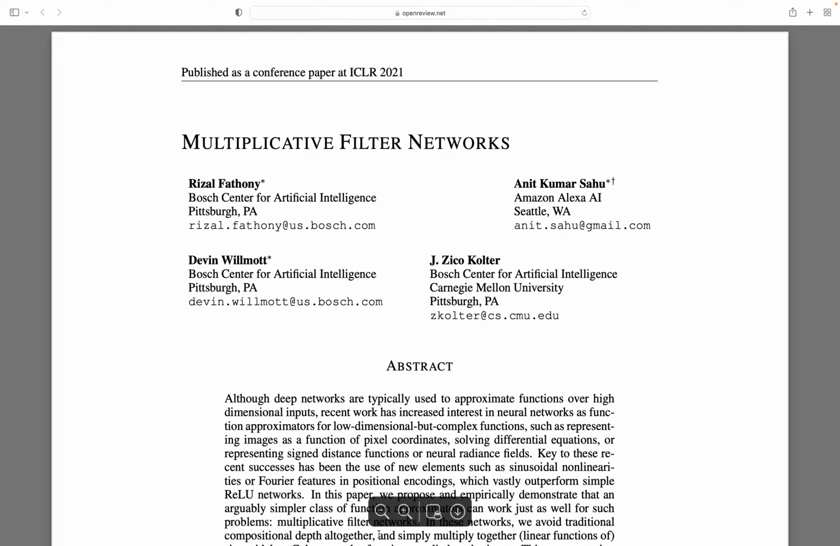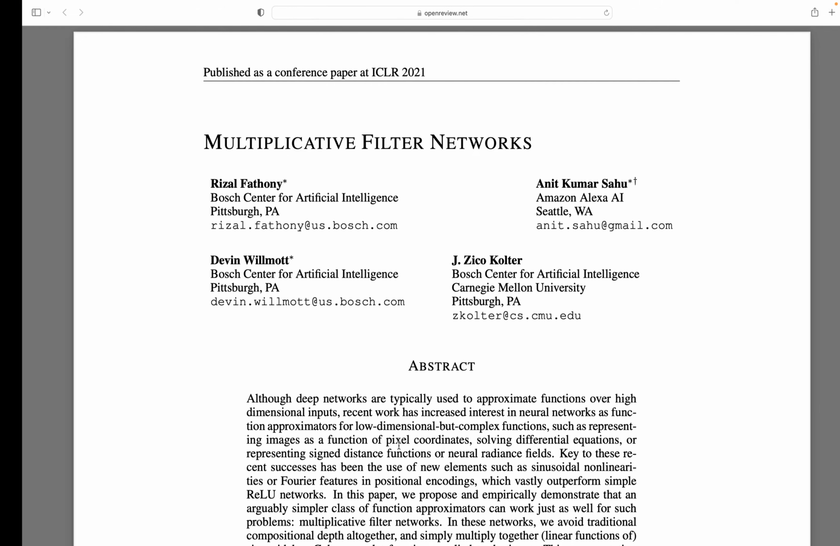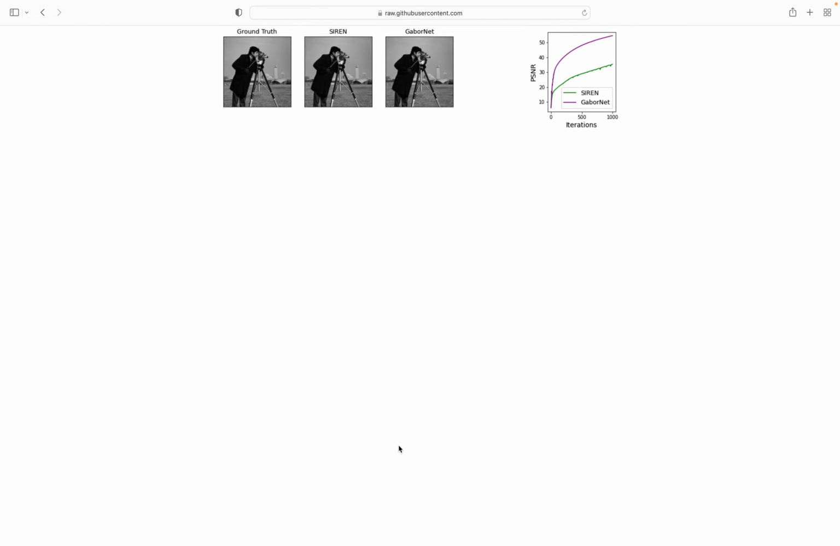Welcome in this video. We are going to implement multiplicative filter networks. Although neural networks are very good at modeling high dimensional and complex signals, they sometimes struggle to model lower dimensional signals, such as, for example, an image or a 2D scene.